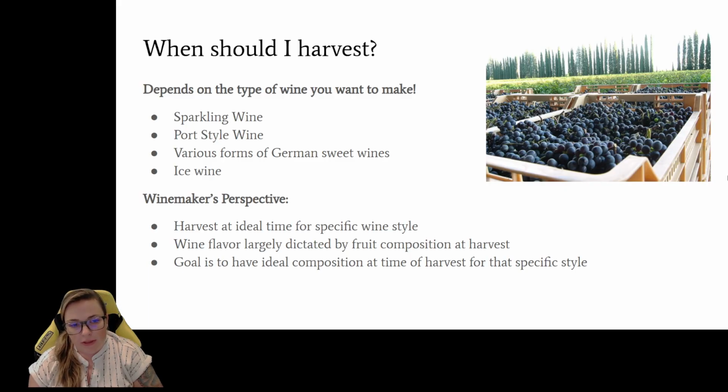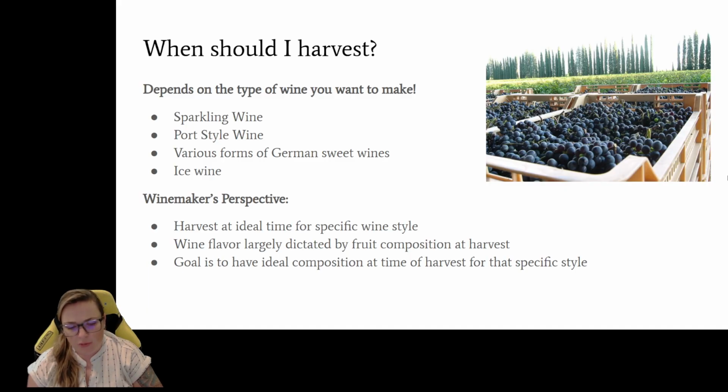So different styles of wine are picked at different times because the chemistry gives way to that style that you're looking for, right? So sparkling wine, port style wines, various forms of German sweet wines, ice wine, these all require very specific conditions and timing to harvest to make these styles of wine.